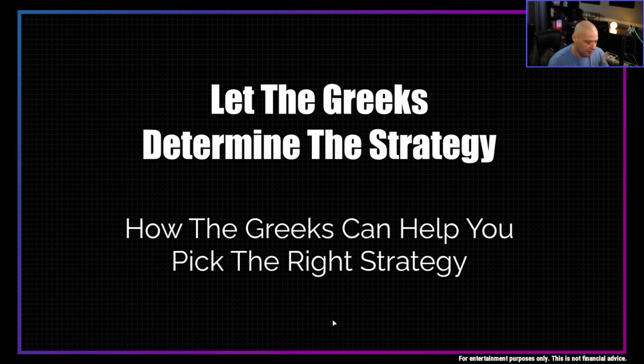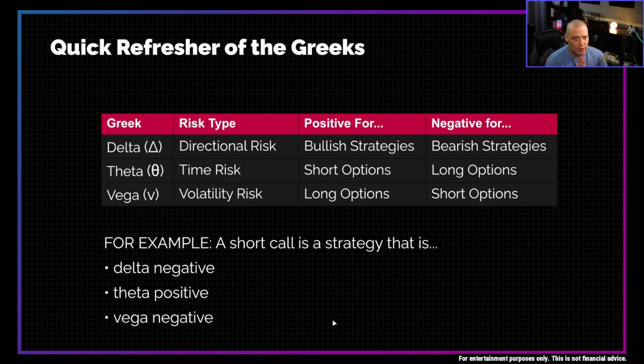So let's go ahead and do a quick refresher of the Greeks. Now I have done in-depth videos on all the Greeks in the past, so if you need a refresher on either delta, theta, or vega, or all three, go check out my previous videos on these individual Greeks. But a quick refresher, delta is directional risk, theta is time risk, and vega is volatility risk.